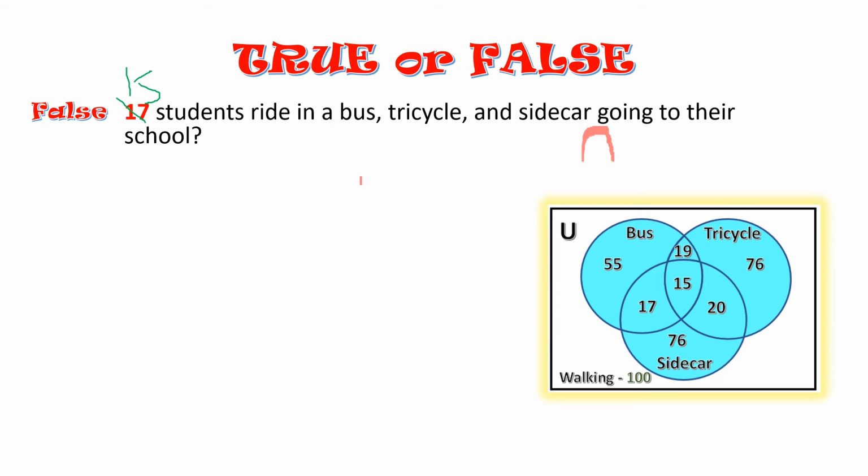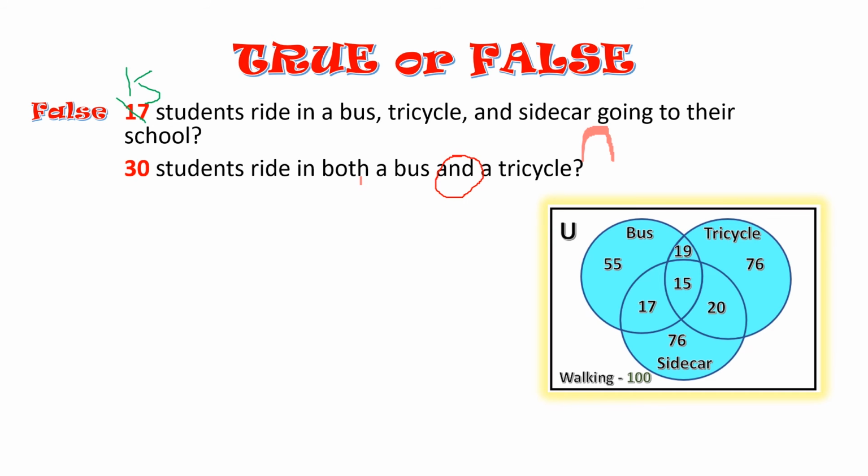Then, next statement, statement number 2. 30 students ride in both a bus and a tricycle. So, our keyword in this part is the word and. Again, when we say and, it represents intersection. What is the common element of the set of bus and the set of tricycle? So, we will get their common elements, which is this part.